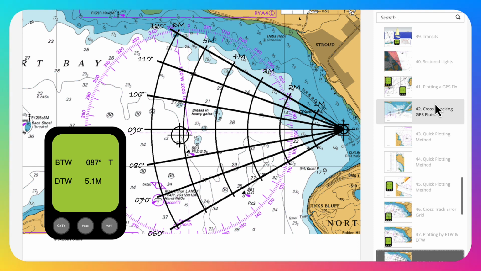If you regularly navigate into a harbour or estuary, and especially if you do so at speed, consider plotting a web like this on your chart. Again, you can plot a fix quickly without using any instruments.